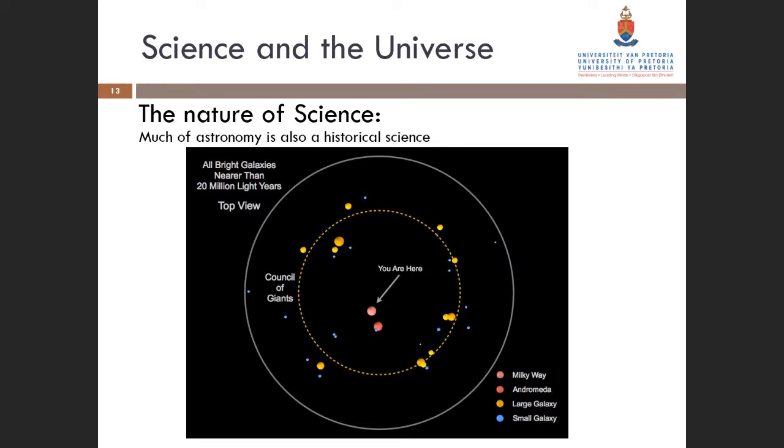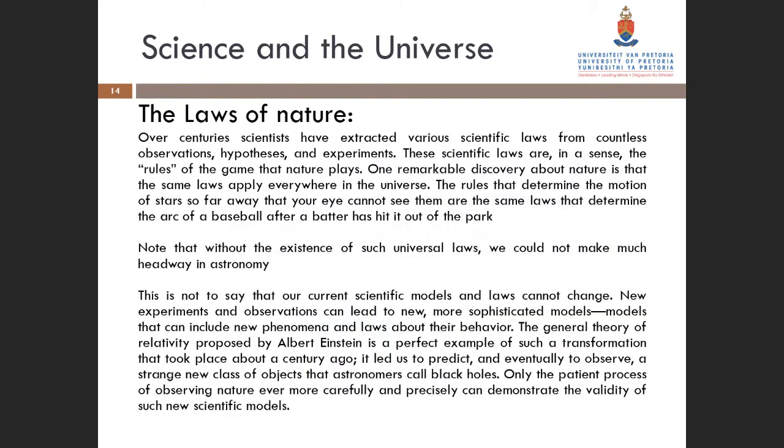That is important because if there can't be a law for a certain part on Earth, and nature operates on a different law in a second part of Earth, then we have a big problem. So, over centuries, scientists have extracted various scientific laws from countless observations, hypotheses, and experiments. These scientific laws are, in a sense, the rules of the game that nature plays.